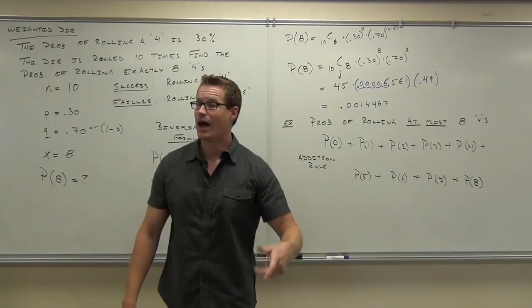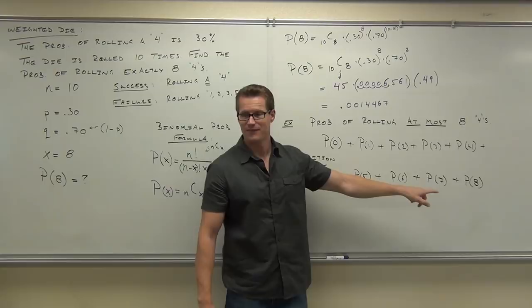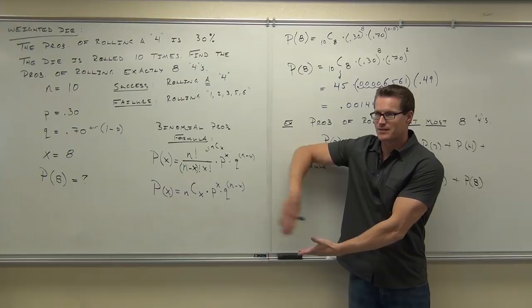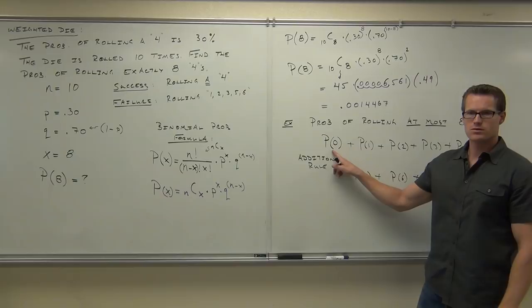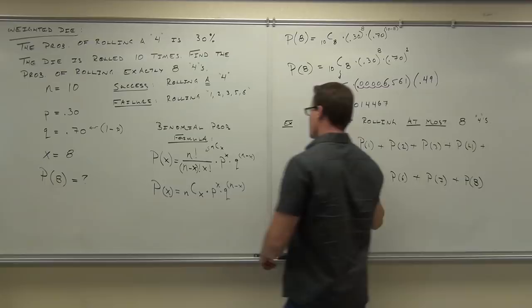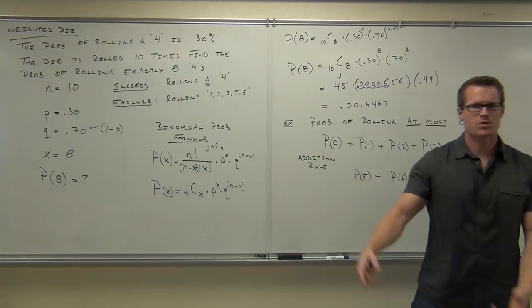How do we find each of these probabilities? Can't you find the probability of 0? Let's do this real quick. Let's see what the probability of 0 would be. Is that rolling a 0? Does that mean rolling a 0, folks? What does probability of 0 mean? No 4s. It means you have 0 successes.